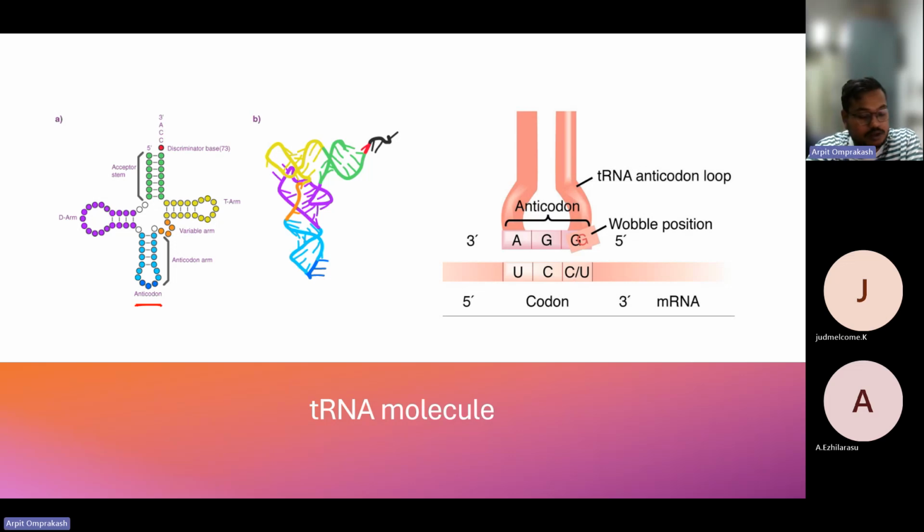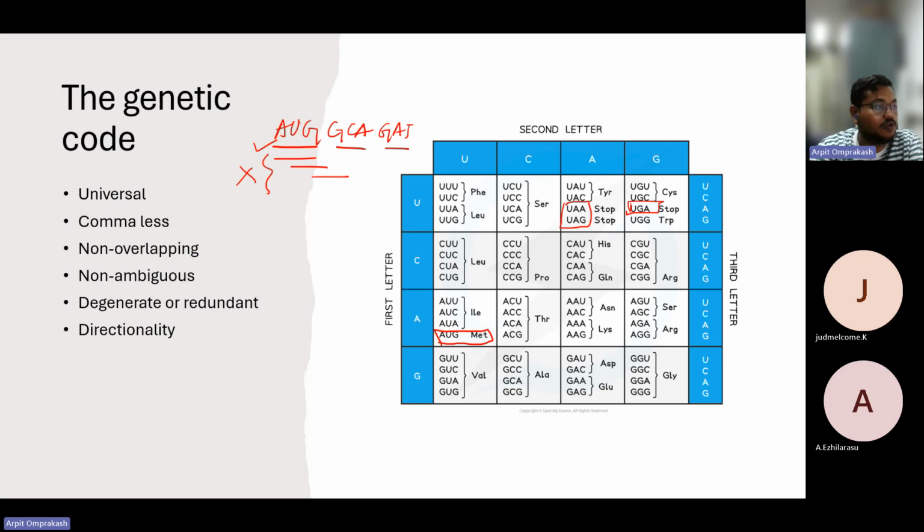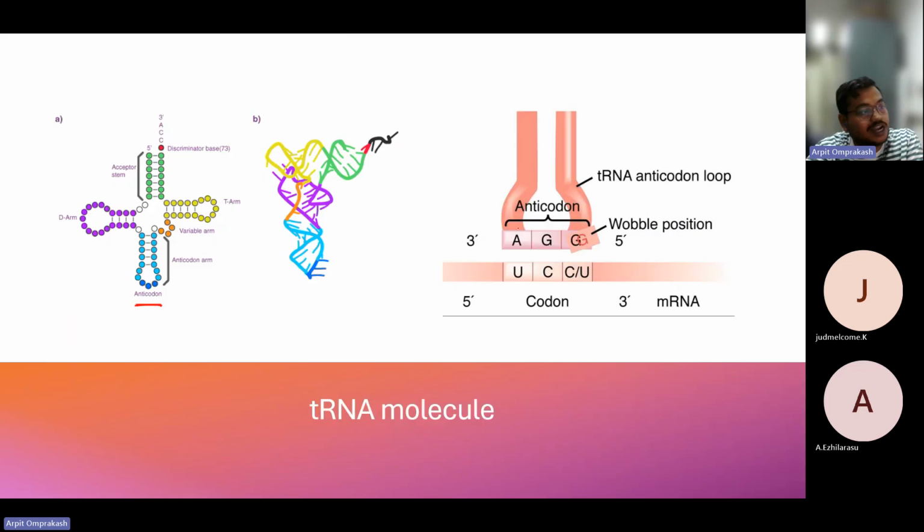wobble pairing. So here, if you look at it, most of the third letter codes are not that relevant because they code for the same amino acid. So what happens in translation is that because of the wobble position, the first two positions are more important to be matched. And the third one, even if it's not a perfect match, sometimes the tRNA can bind there and give rise to a modified protein or the same protein, right? So this is called a wobble position. So that's slightly less important when the anticodon is binding.